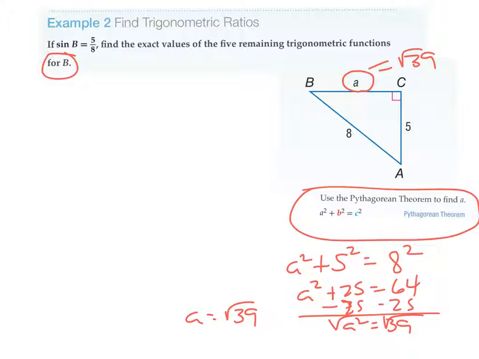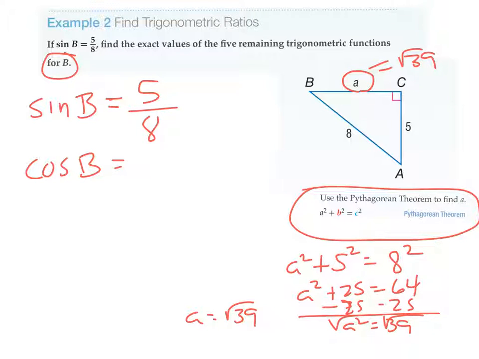Once we have that value, we can find sine of B, and in this case, sine of B is opposite over hypotenuse. So opposite is 5 over 8. So that one's already given to us. But then when we go to cosine B, that is the adjacent, and adjacent of B would be a, which we now figure out is square root of 39 over our hypotenuse, 8.